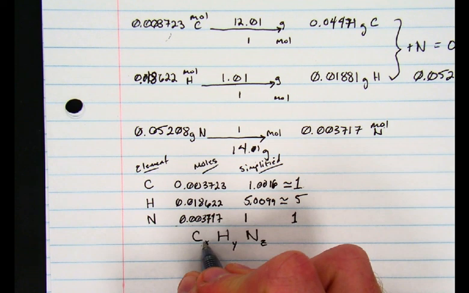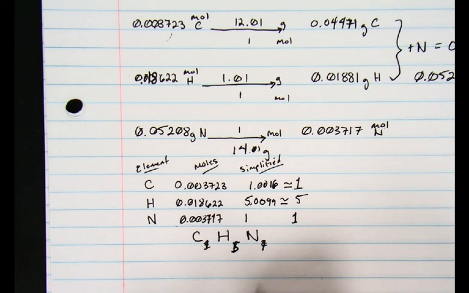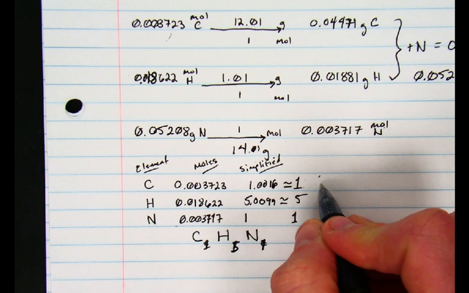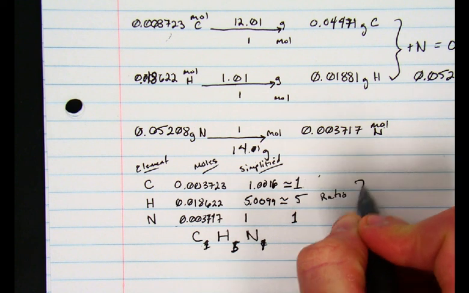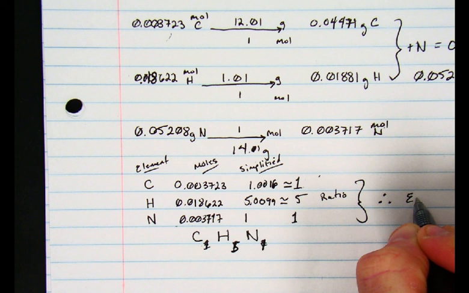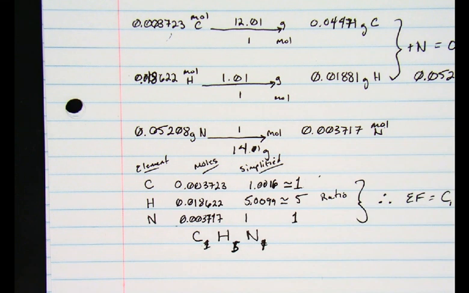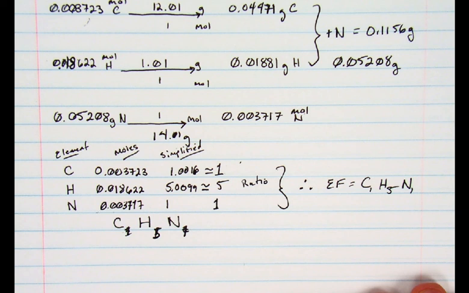We can just drop those right into our empirical formula. So what I would write for my AP grader, to make it nice and easy so I get some points here, I would say 1 to 5 to 1 ratio. Therefore, the empirical formula equals C1H5N1. I realize I'm slightly off the screen.